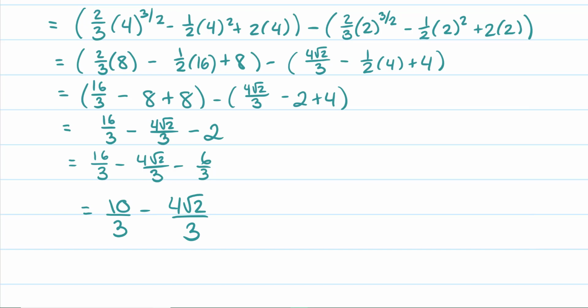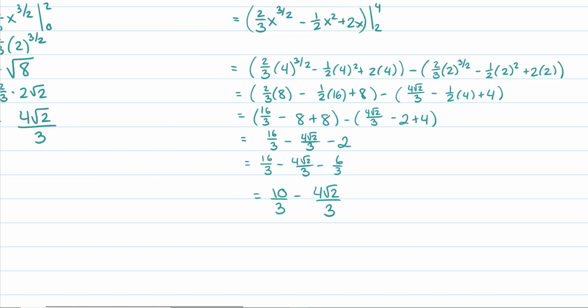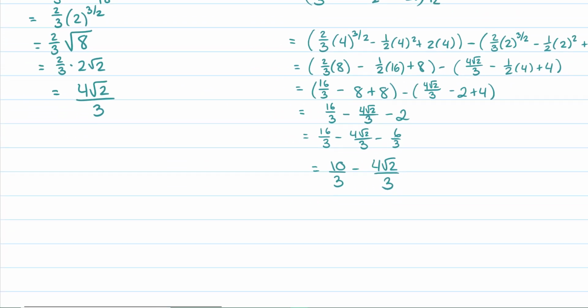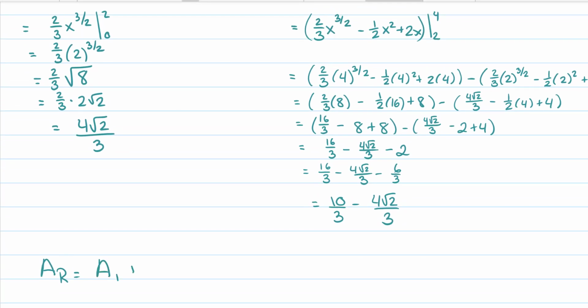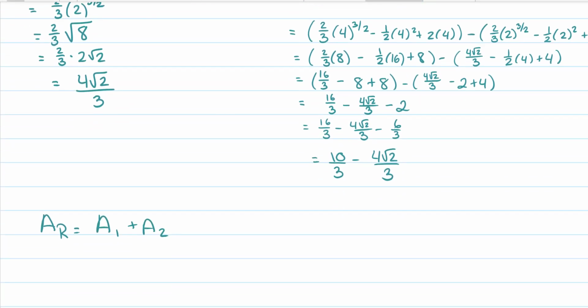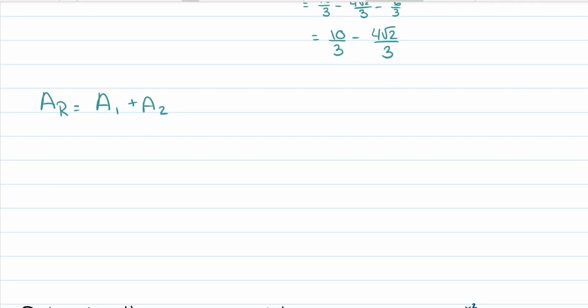So when you work that out, you'll get 10 over 3 minus 4 square root of 2 divided by 3. And so now, to find our final answer, the area of the region is equal to area 1 plus area 2. And recall that area 1 was equal to 4 root 2 over 3, plus area 2, which is 10/3 minus 4 root 2 over 3.